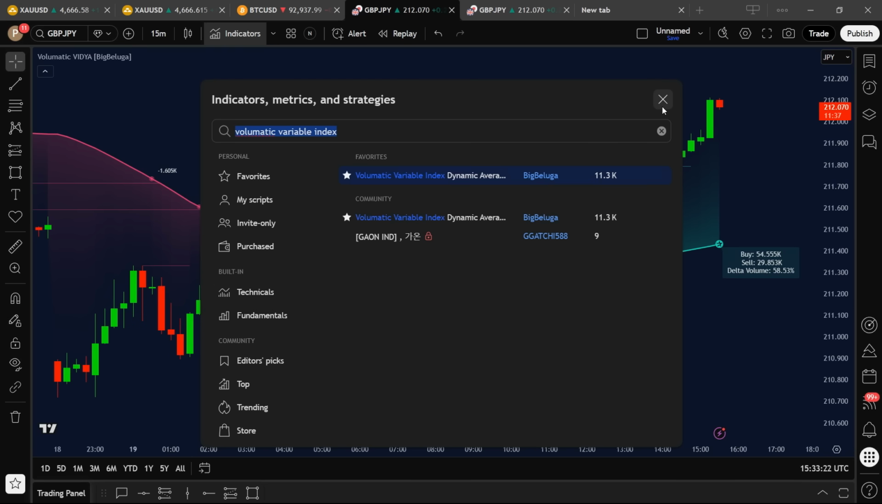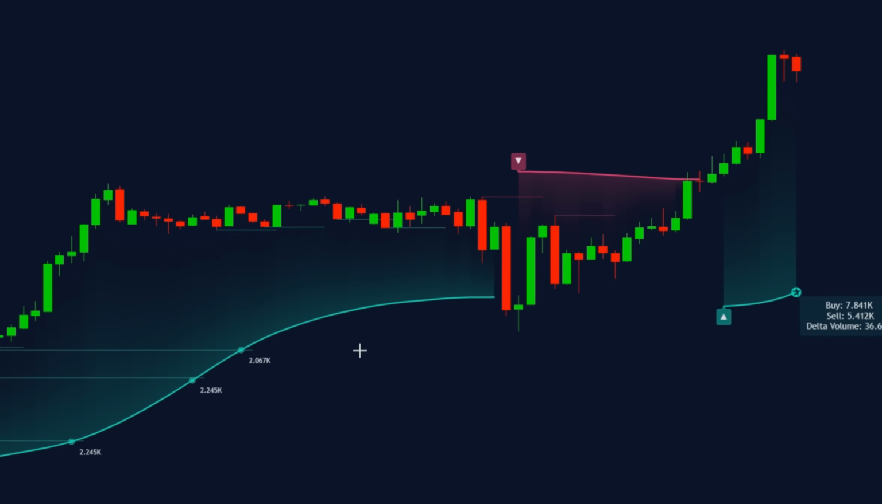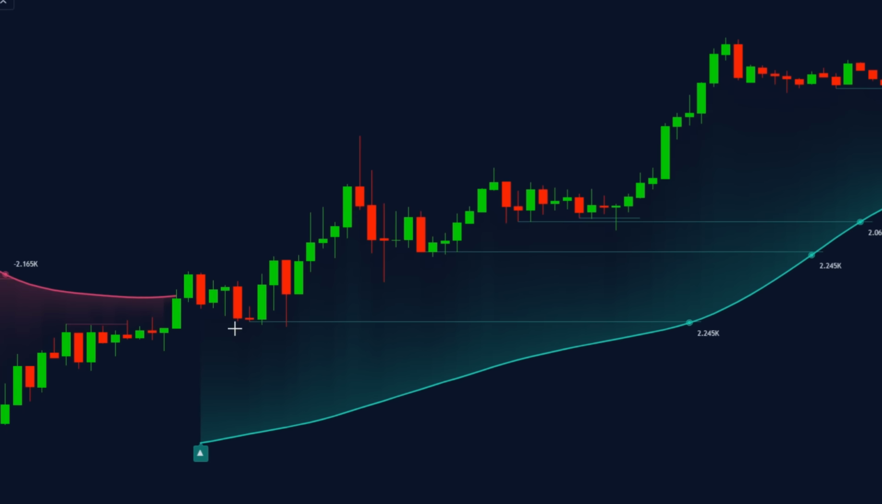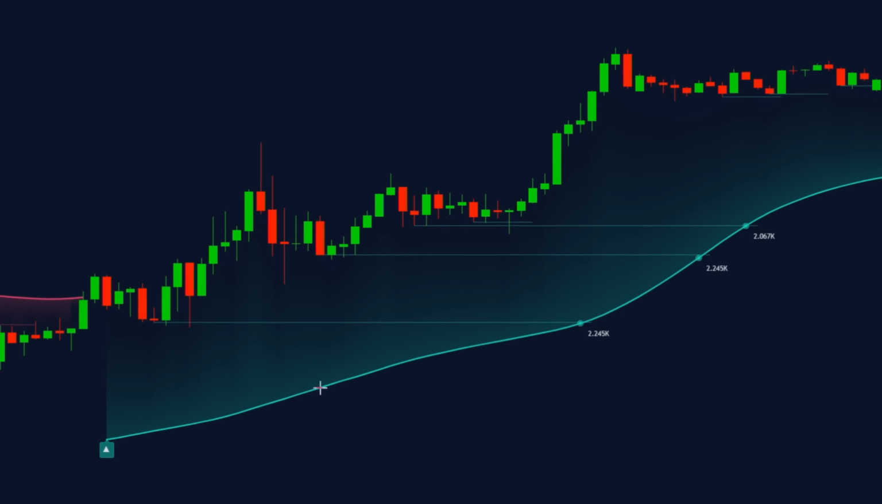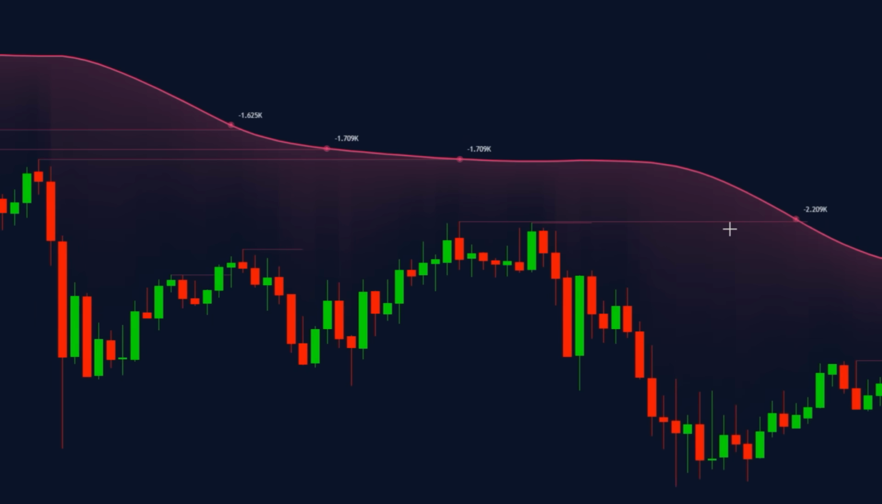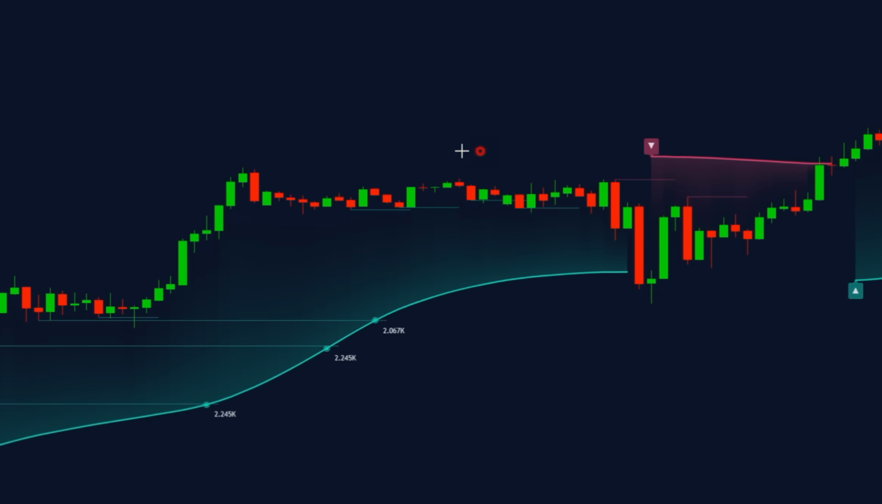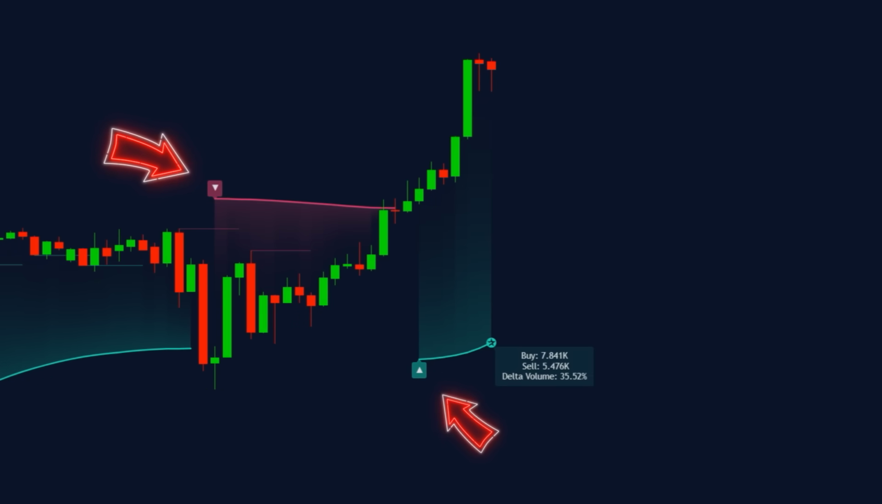Now, let's break down exactly what you are looking at, because there's a lot going on here. First, you have the trend cloud. This is based on the VIDIA, the Variable Index Dynamic Average. When the cloud is green, the long-term trend is bullish. When the cloud is red, the trend is bearish. You will also see little arrows, green for up, red for down, signaling the start of a new trend phase.